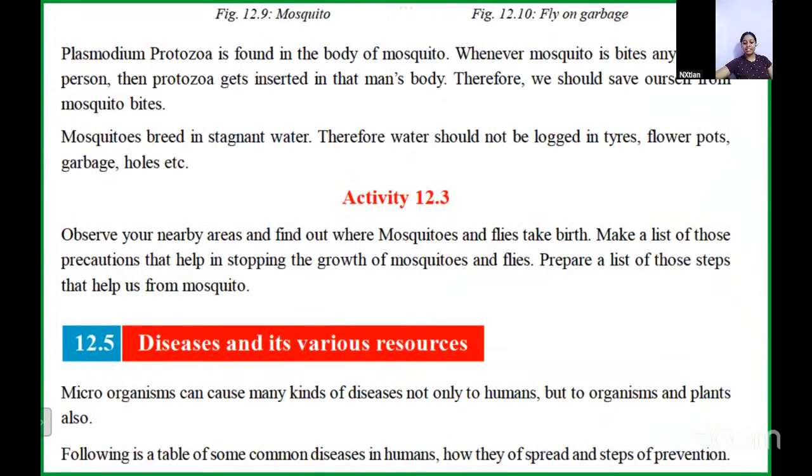Now observe your nearby areas and find out where mosquitoes and flies take birth. Make a list of those precautions that help in stopping the growth of mosquitoes and flies, and prepare a list of those steps that help protect us from mosquitoes. Have you seen a breeding place of mosquitoes or flies ever?